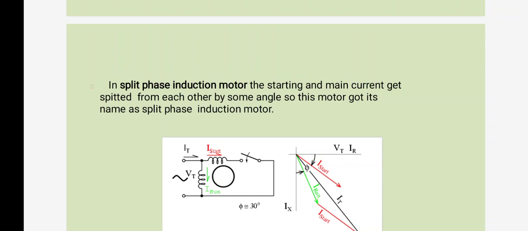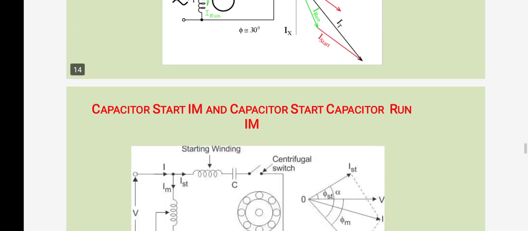You can see the diagram. There is the switch, and there are the two windings, the main winding and the auxiliary or starting winding. There is also a vector diagram present from which you can easily understand what the split phase induction motor is and what its function is.